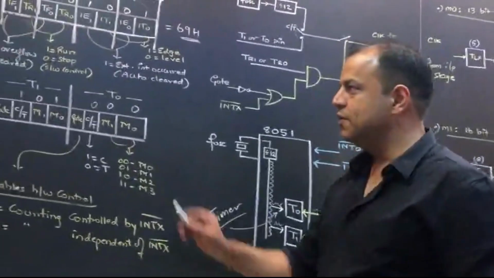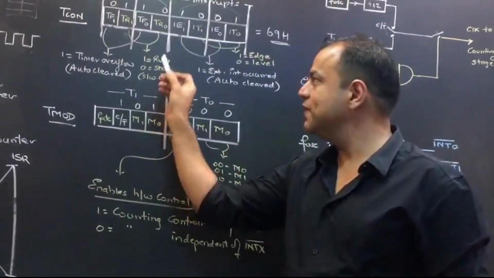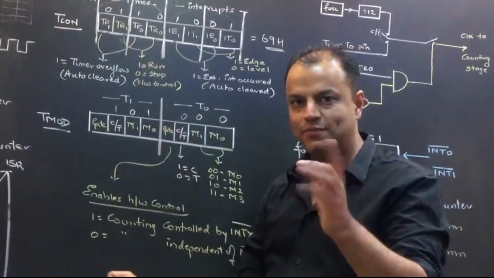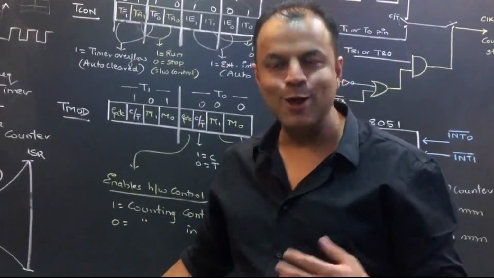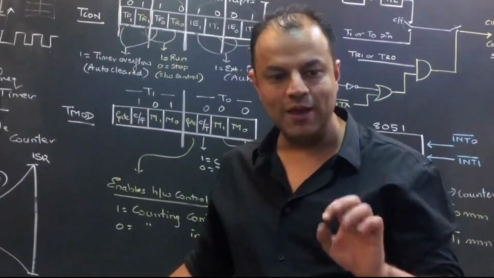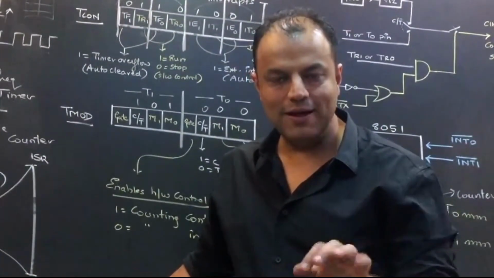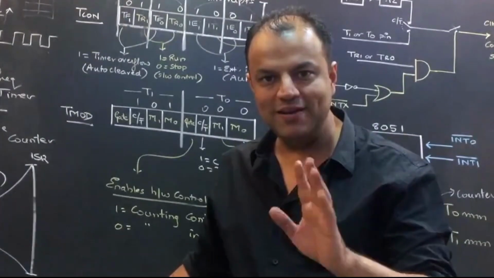There are two ways. One is software control. Software control means these run bits. Making them 1 will start the timer, making them 0 will stop the timer. But like I made you understand 10 minutes back, software control is good for you and me. We know how to write a program. A layman cannot write a program. A layman needs simply a button.